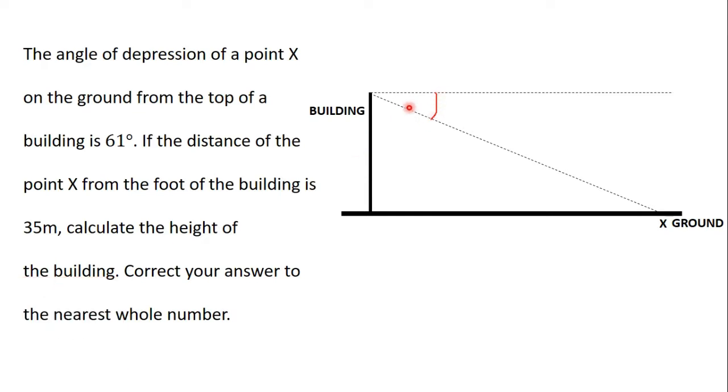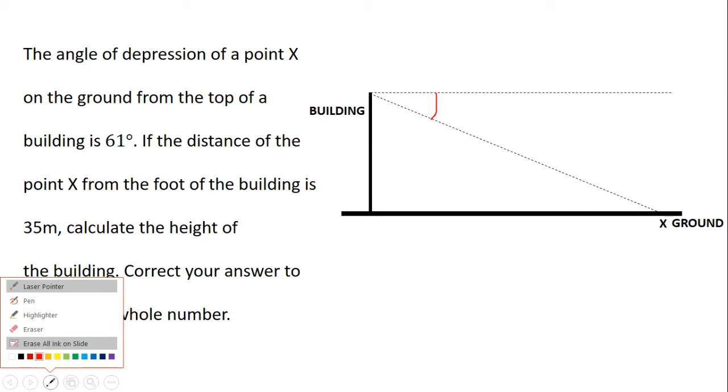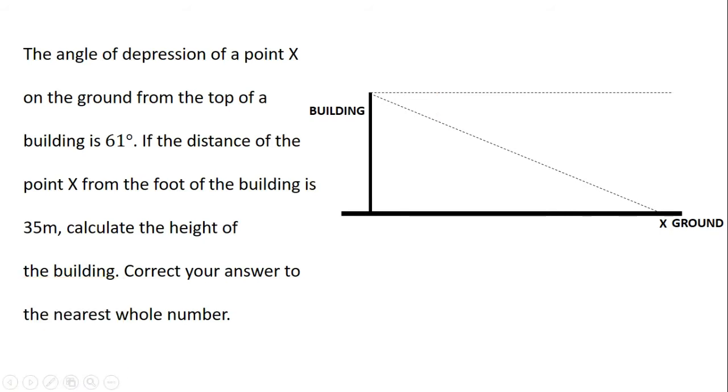So at the top of the building, this is the normal horizontal line. The angle of depression of X from the top of the building means that we will have to join the top of the building to X. The downward angle that will be created is what we call the angle of depression. So we can see from this diagram that this angle here is 61 degrees.